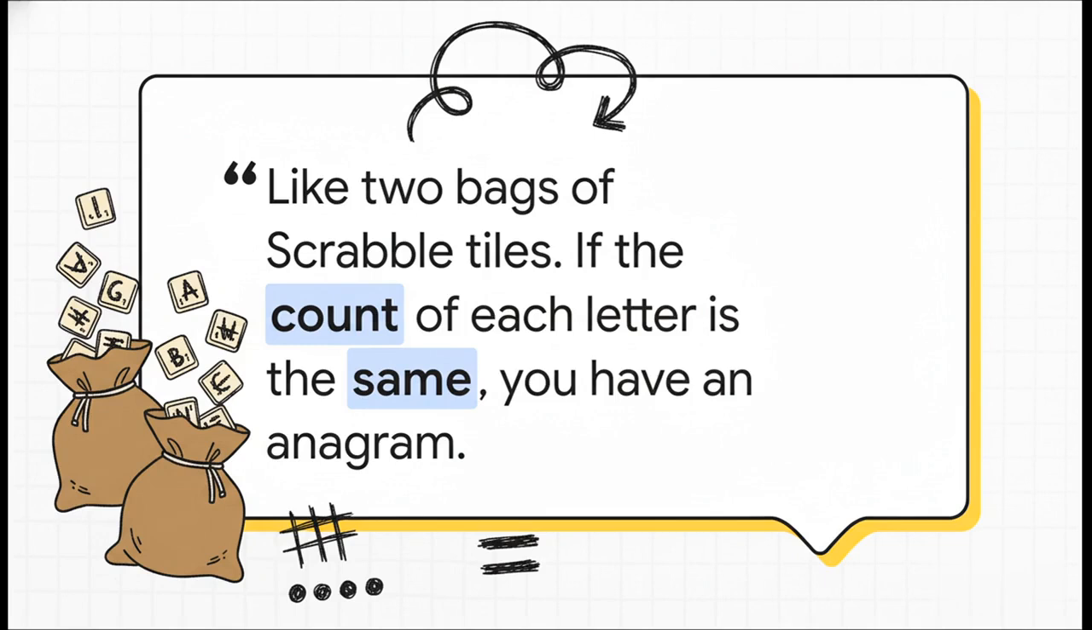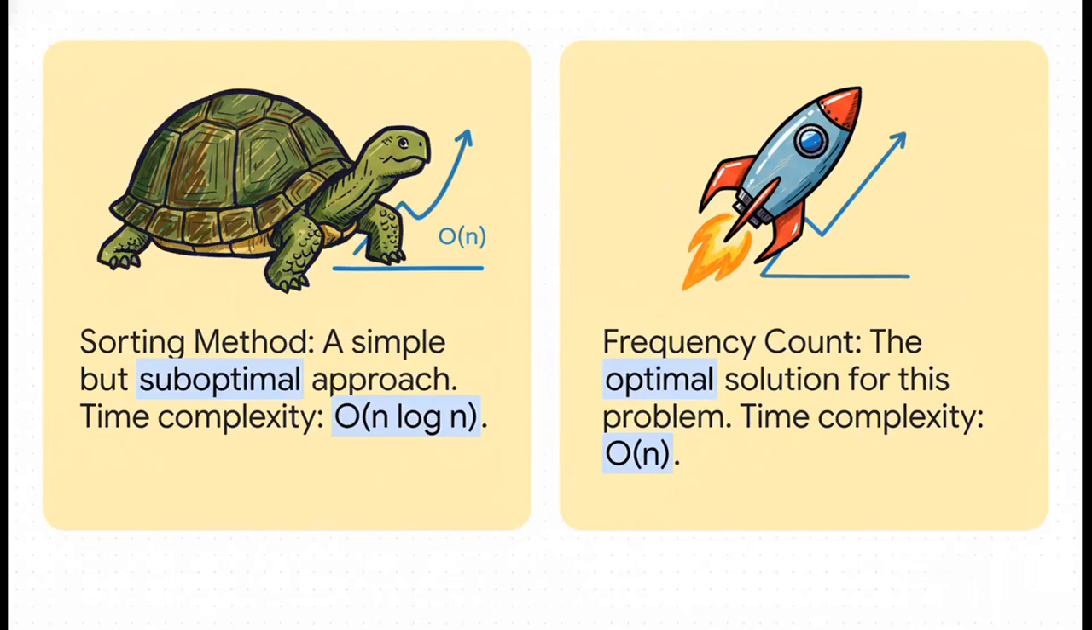It's really that simple. And here's why that little shift in thinking is so huge. The frequency count method runs in what's called O of n time, or linear time. That just means the time it takes grows in a straight line with the length of the string. For really long strings, the difference between O of n and O of n log n is absolutely enormous. This is the kind of optimization that really impresses people.